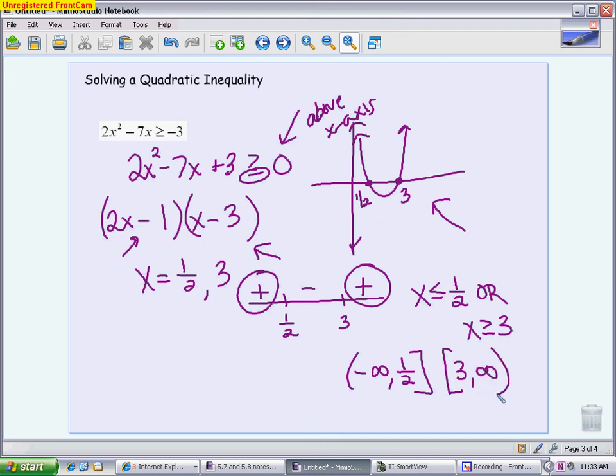So this is saying when the numbers are 1/2 or less, or the numbers are 3 or bigger, those are the places where my parabola has a value of y bigger than 0. It is above the x-axis.